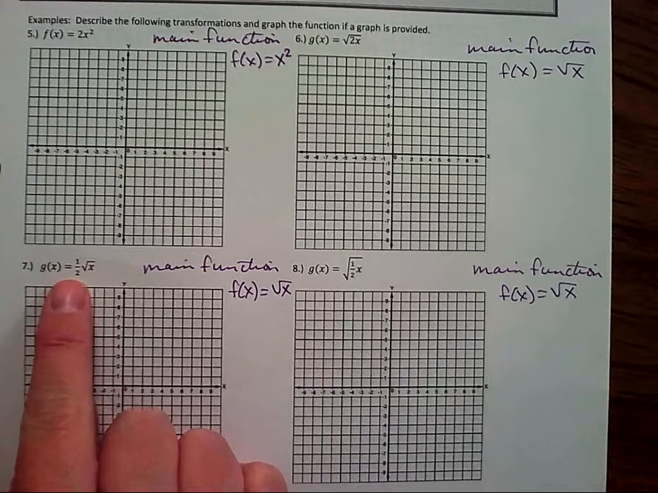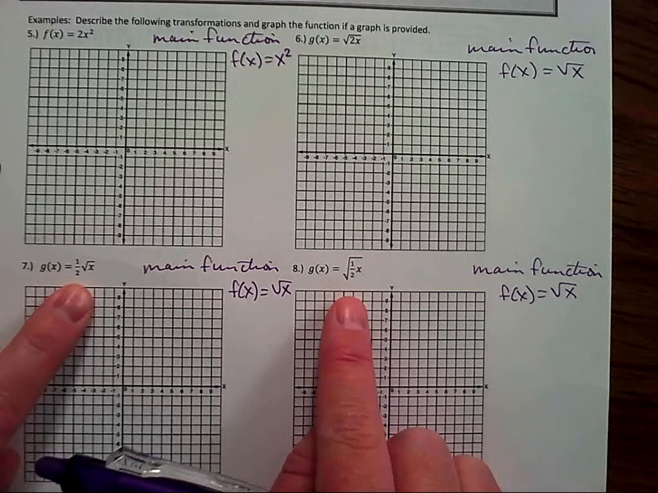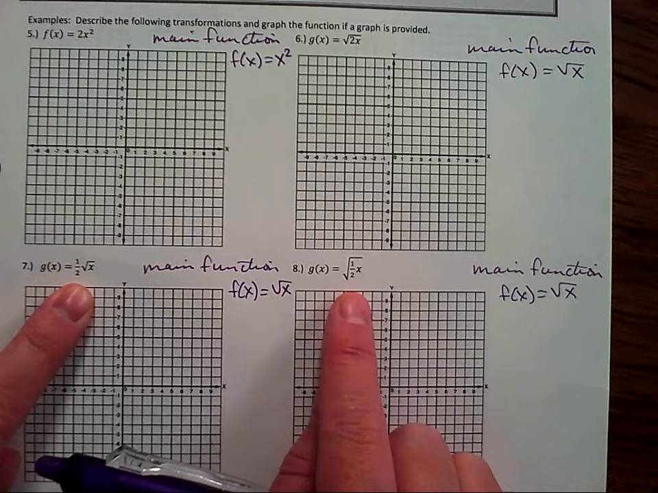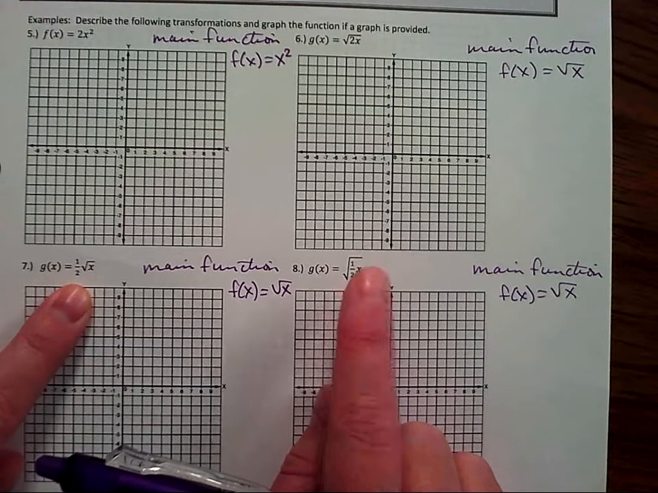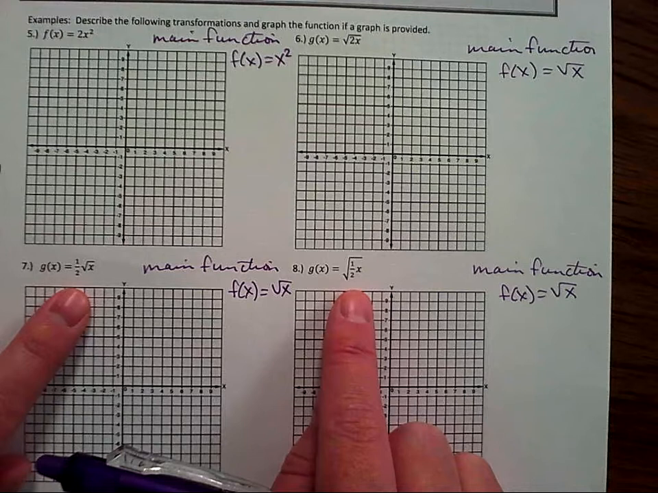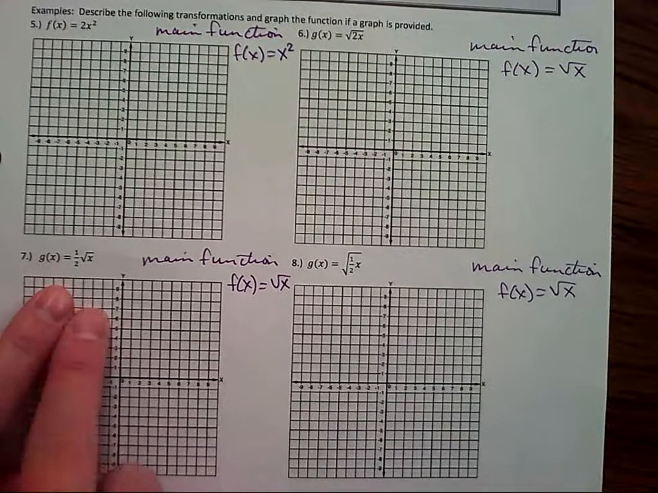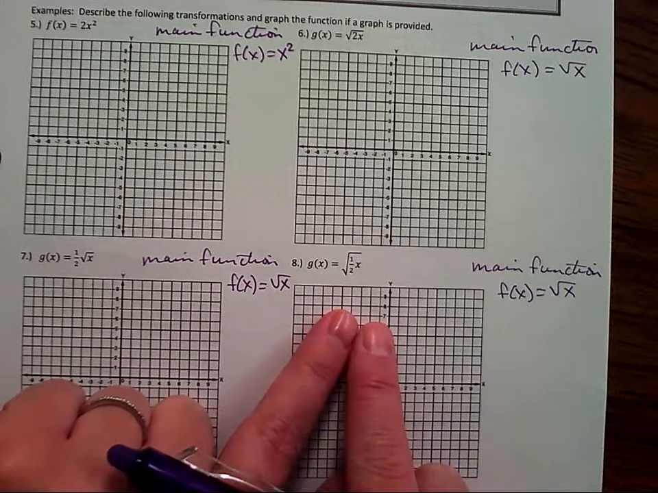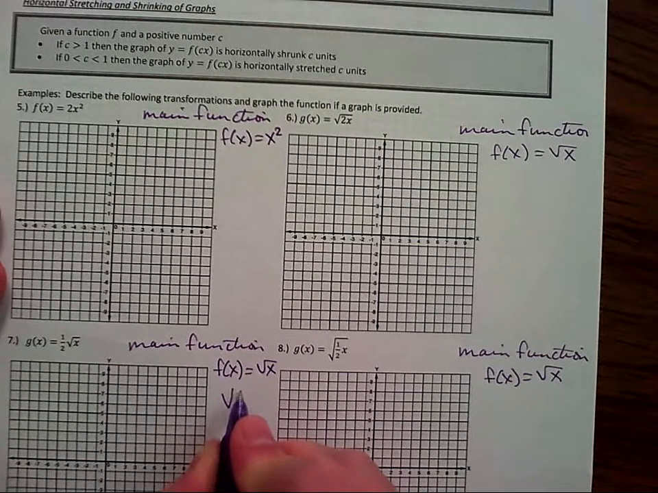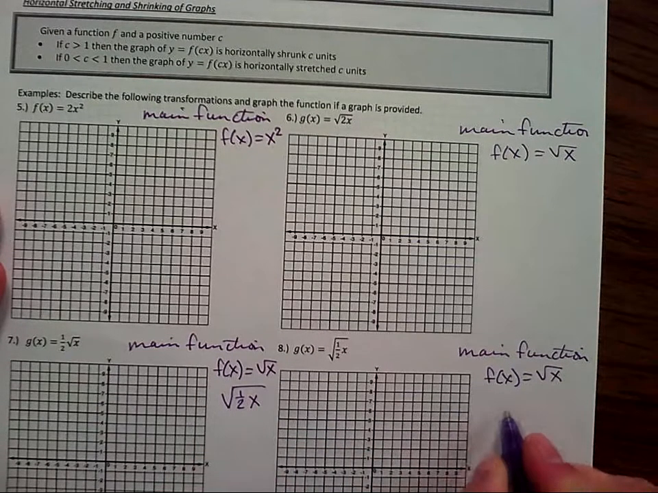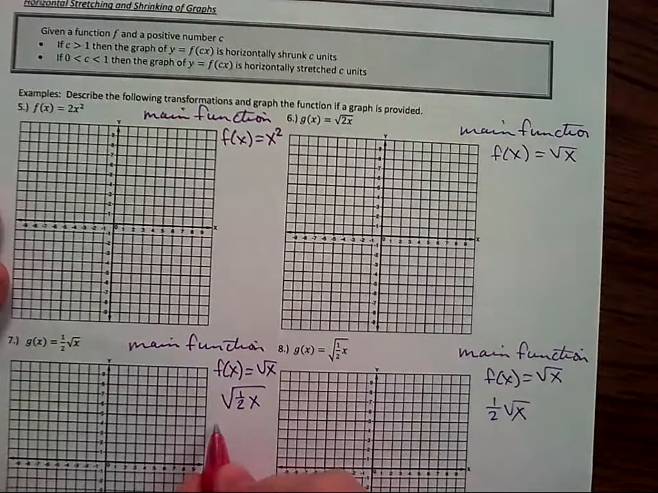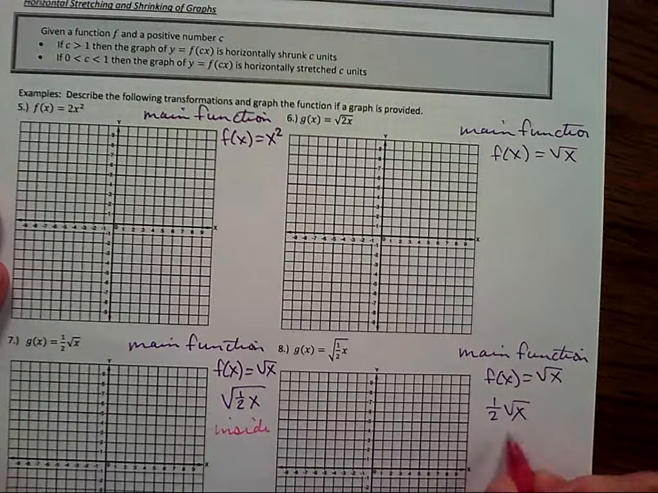So why don't we look at number 7 and number 8? So I have 1/2 times the square root of x, and number 8, I have the square root of 1/2 x. So is 1/2 on the inside of f of x, or is it on the outside of f of x? Here it's on the outside, here it's on the inside, right? So here I have the square root of 1/2 x, and here I have 1/2 square root of x. So this is inside, this is outside.